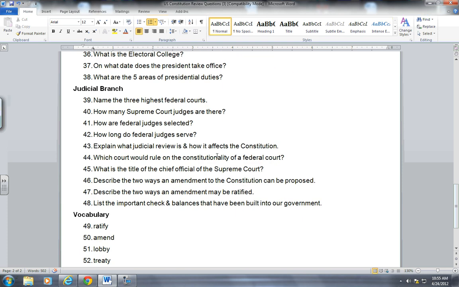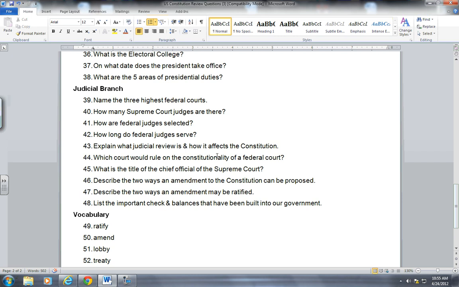39, Supreme Court, Court of Appeals, and then the district courts. 40, question number 40 is 9. 41, they are appointed by the president. 42, they serve life terms.